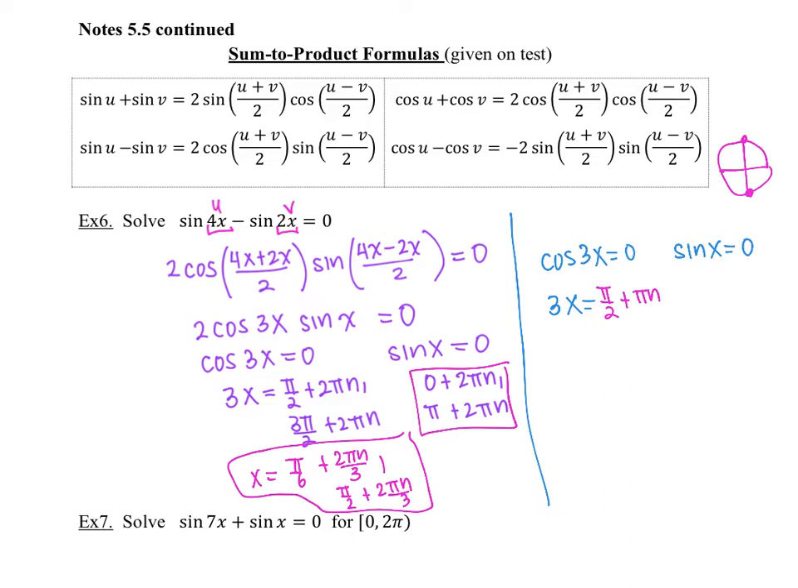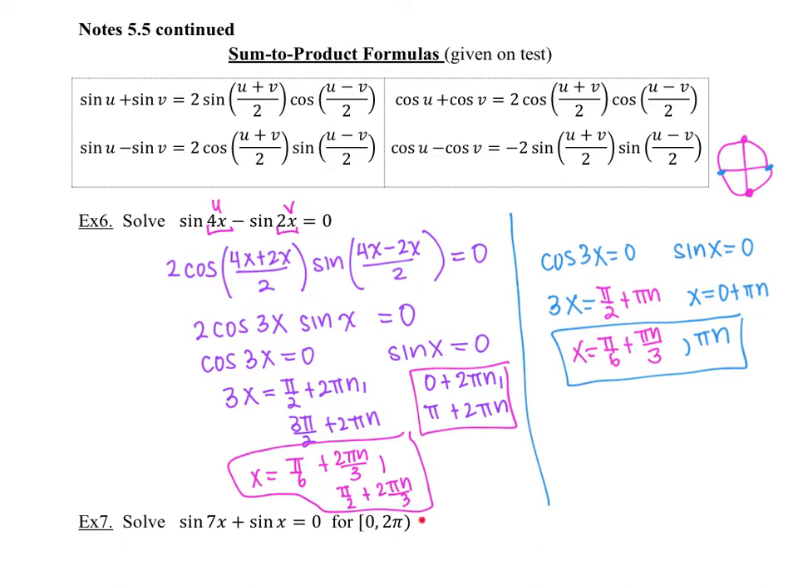Then if I divide this whole thing by 3, I get pi over 6 plus pi n over 3 as the solution to my first equation. And then if I solve sine x equals 0, the sine is 0 here and here. So I could say that this is going to be 0 plus pi n, because that would account for the pi and the 2 pi, or I can just say pi n. So this is another representation for the solution.